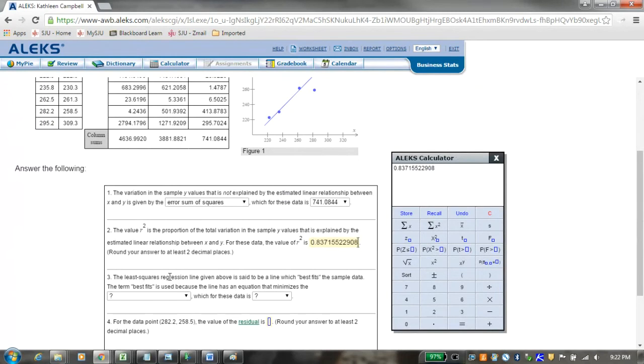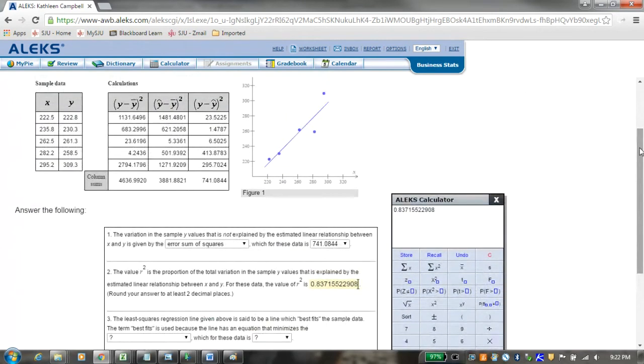The least squares regression line given above is said to be a line that fits sample data. That's the whole point. The term best fit is used because the line has the equation that minimizes the error. I want to minimize the mistakes, so I want to minimize the error, the sum of squares error. And like we said, our error is this 741 here.